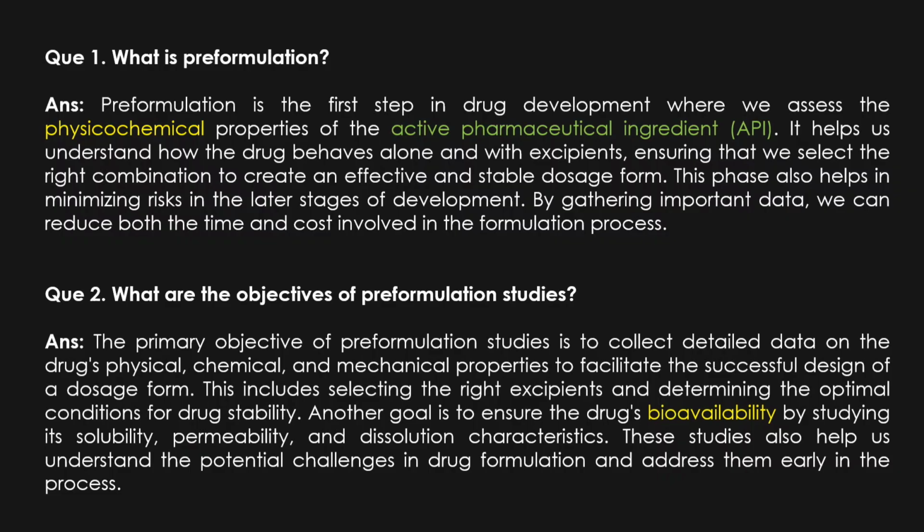Next, what are the objectives of pre-formulation studies? The primary objective of pre-formulation studies is to collect detailed data on the drug's physical, chemical, and mechanical properties to facilitate the successful design of a dosage form. This includes selecting the right excipients and determining the optimal conditions for drug stability. Another goal is to ensure the drug's bioavailability by studying its solubility, permeability, and dissolution characteristics. These studies also help us understand the potential challenges in the drug formulation and address them early in the process.